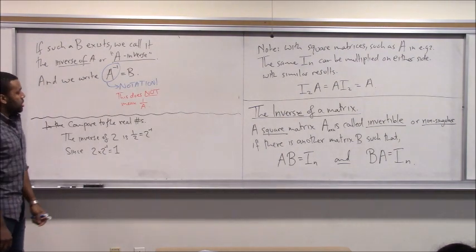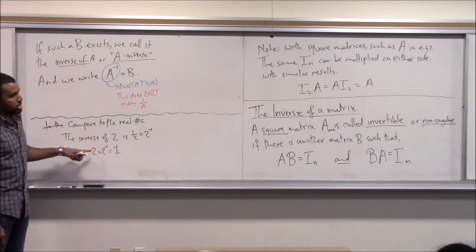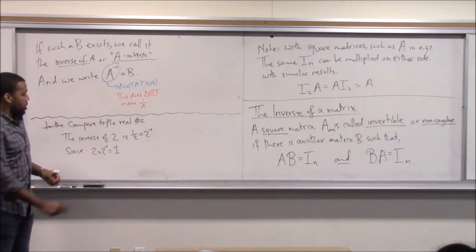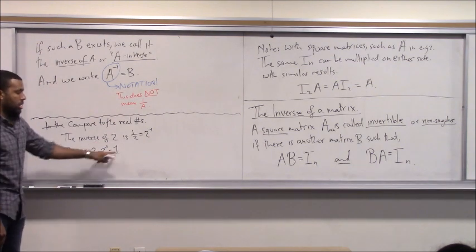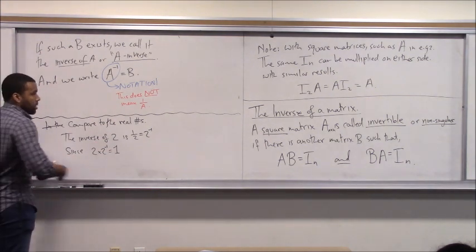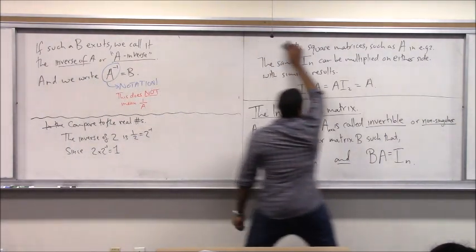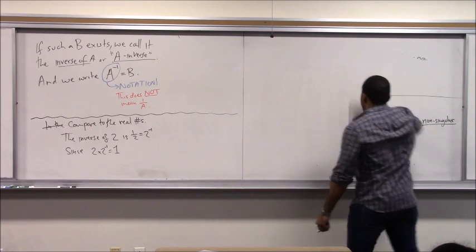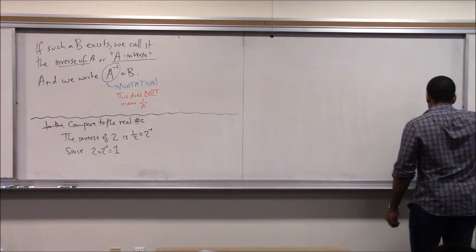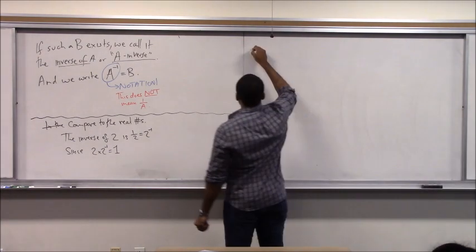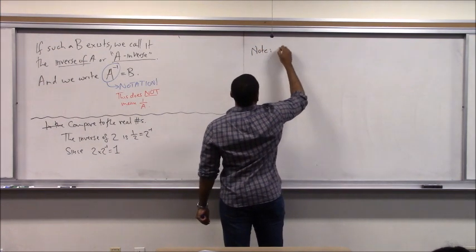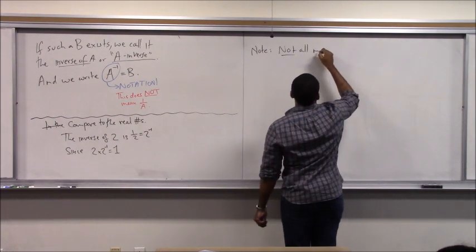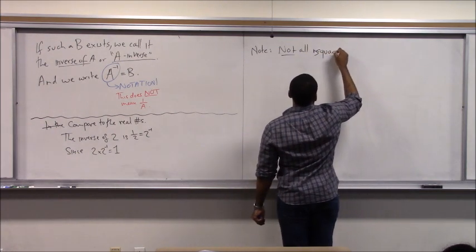And sometimes you can have something like this. Not all matrices will do this, but sometimes you have a matrix where you can find something else to multiply it by, and you get the identity. So let me make sure to actually state that, because that's important. You shouldn't assume that every matrix has an inverse, because that's not true. No. Not all matrices. Not all square matrices have inverses.